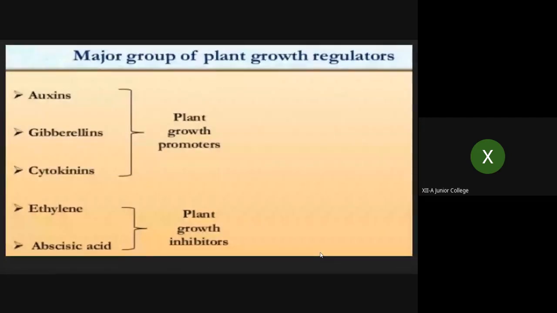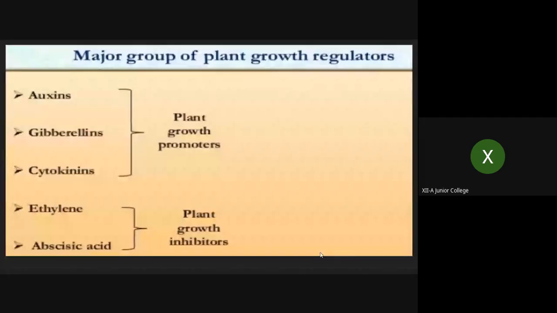So what are the plant growth promoters? Auxins, gibberellins, and cytokinins. They play a very important role in the growth of the plant body, plant tissue. Whereas ethylene and abscisic acid are considered to be growth inhibitors, but they also play a very important role. Now we will discuss one by one. We will discuss each one. At that time you will come to know how important these inhibitors are as well.